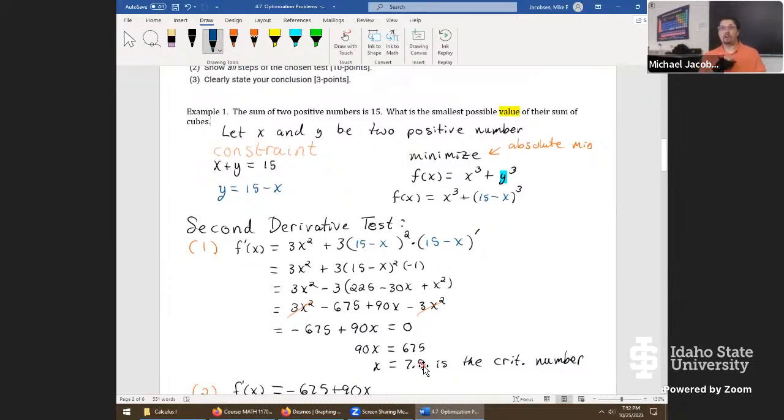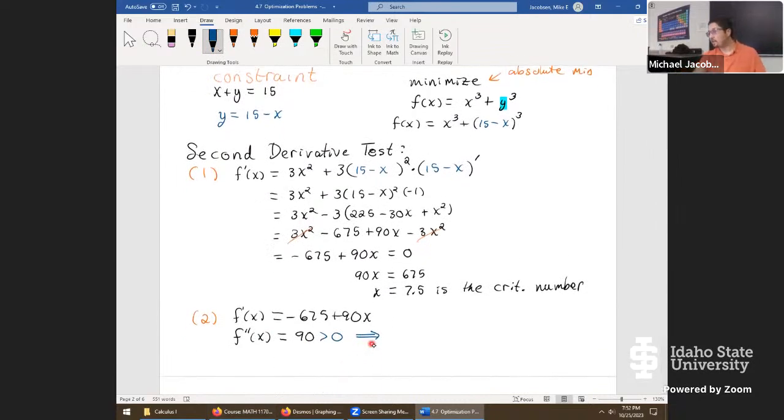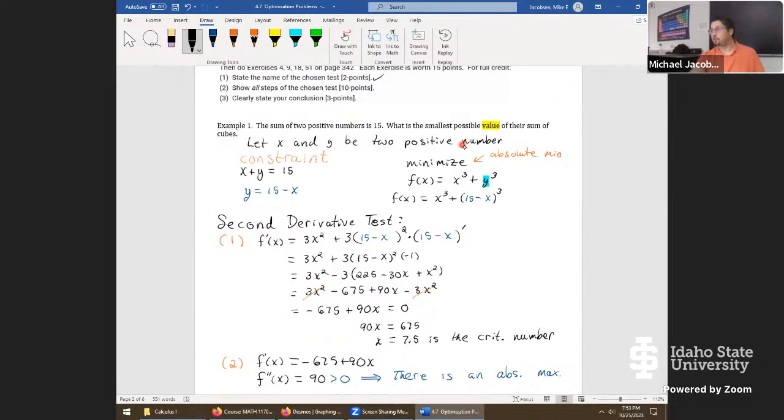The wording could have said, what value should x be in order for the sum of cubes to be as small as possible? This time, if they're asking for the value, the end value here is going to be f at the 7.5. So we want the output to the function this time, only because of that word right there. But over here, because we got bigger than 0, we can say there is an absolute maximum.